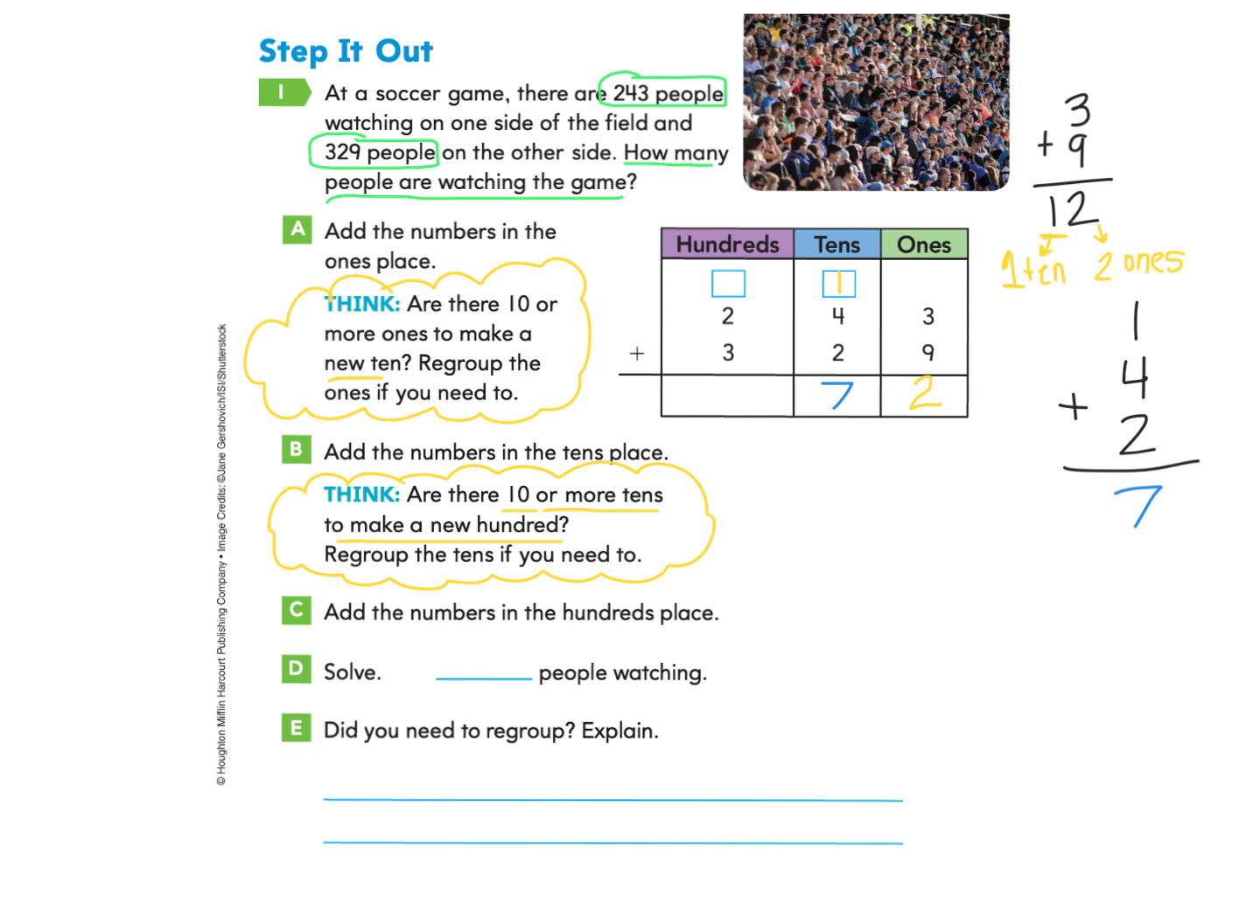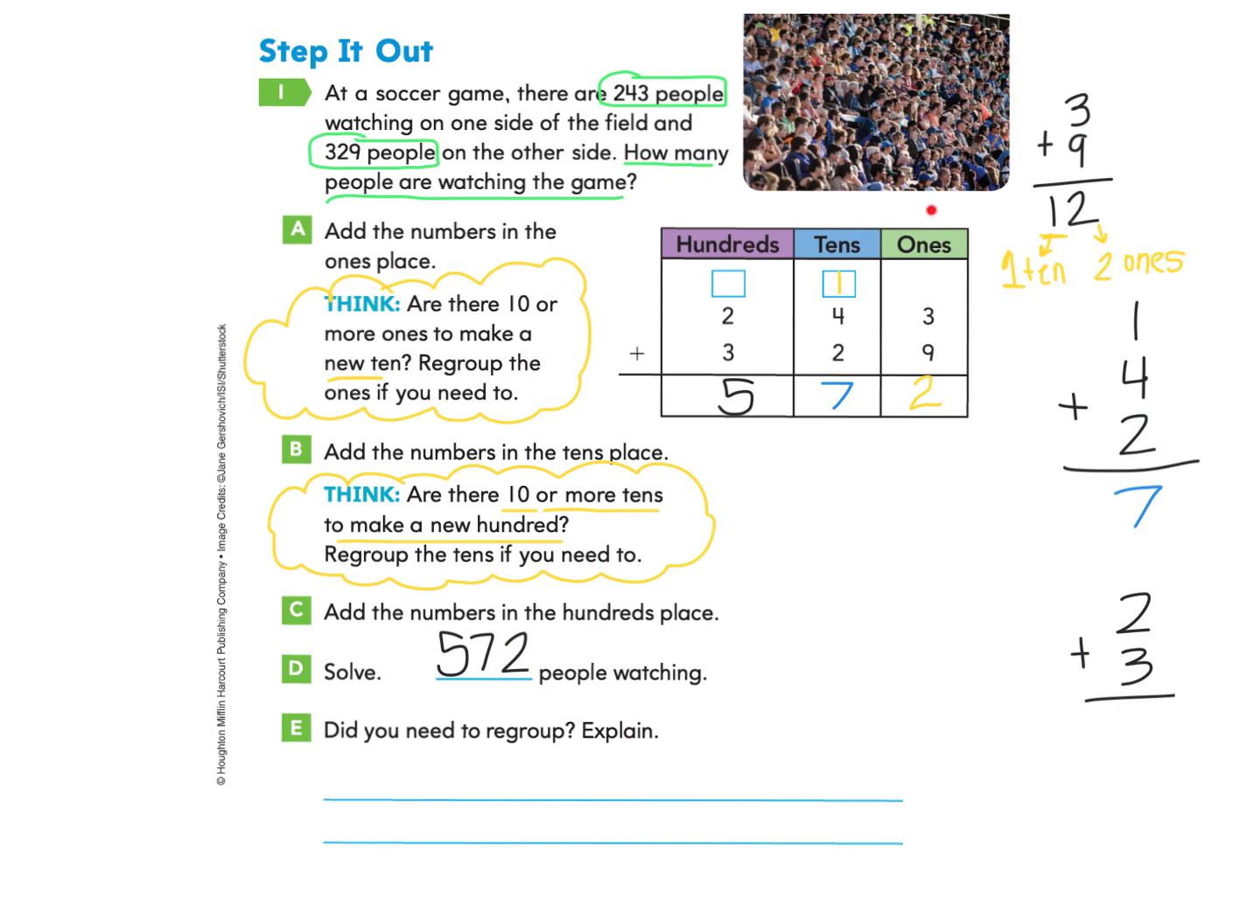Now let's take a look at Part C. Add the numbers in the hundreds place. We have 2 plus 3 in the hundreds place. So we can add 2 plus 3 to get the number 5. Now we have solved this word problem. How many people are watching the game? There are 572 people watching.